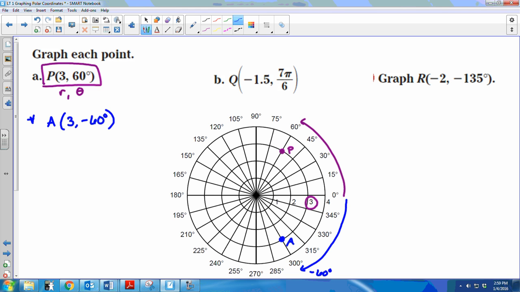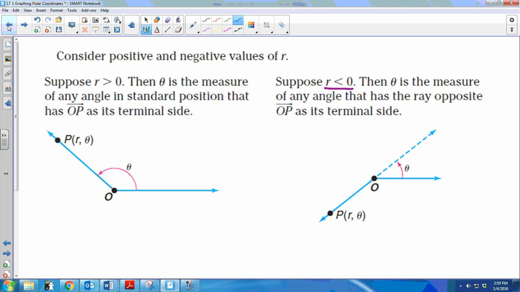All right. Now I wrote this down on your note sheet for you. The trouble is when R is less than 0. Remember, R is a radius and it's supposed to be a distance, and so it's hard to have a negative distance.